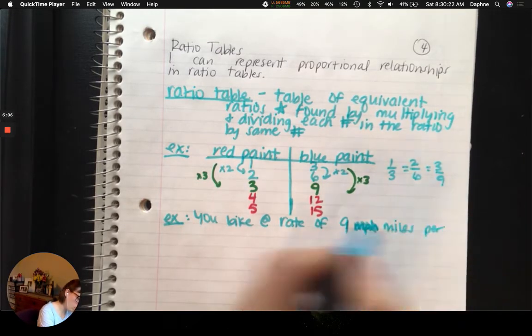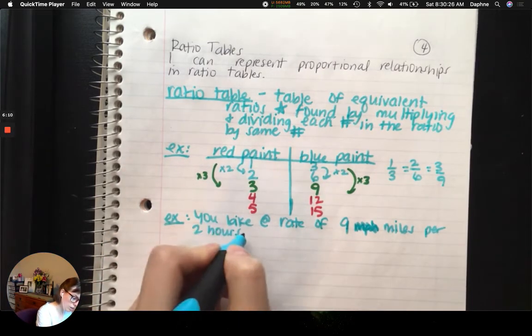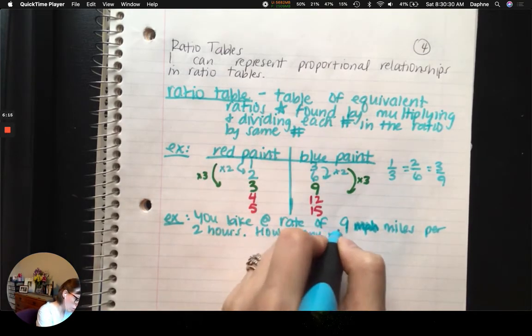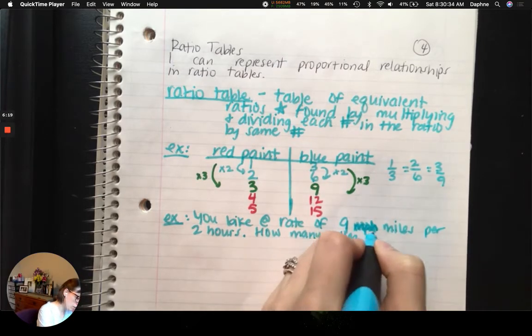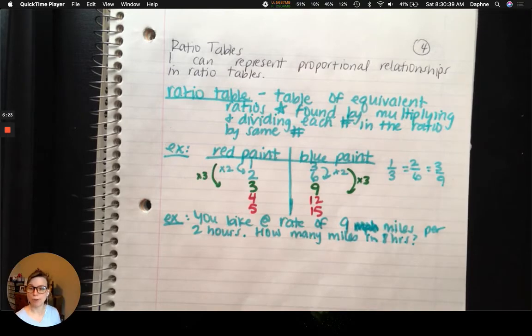Miles per 2 hours. Okay. So then how many miles have you biked in 8 hours? Granted, this is not proper grammar. I'm shrinking it so we can write just enough that makes sense later, but not specifically a huge paragraph, okay?